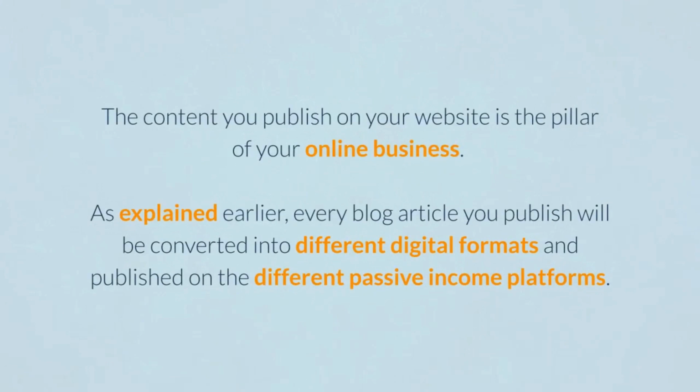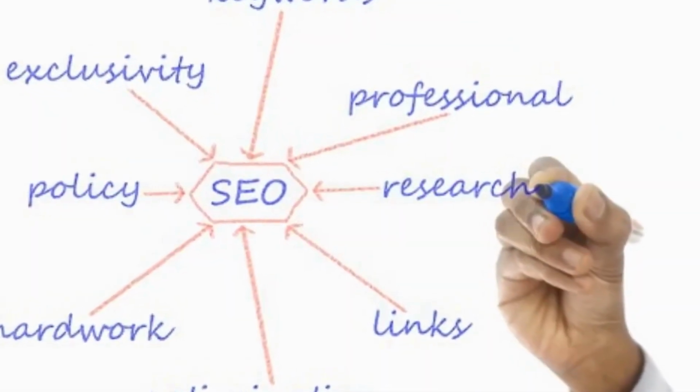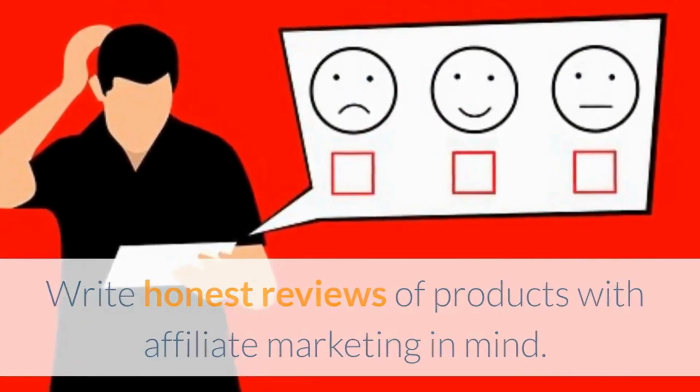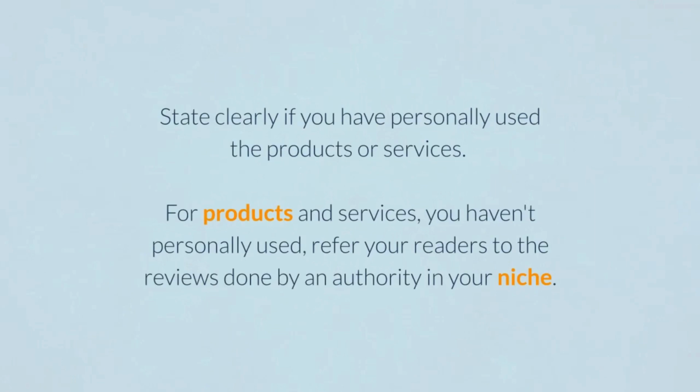The content you publish on your website is the pillar of your online business. As explained earlier, every blog article you publish will be converted into different digital formats and published on the different passive income platforms. So create good content. Write honest reviews of products with affiliate marketing in mind. State clearly if you have personally used the products or services. For products and services you haven't personally used, refer your readers to the reviews done by an authority in your niche. Honest reviews give you more credibility.